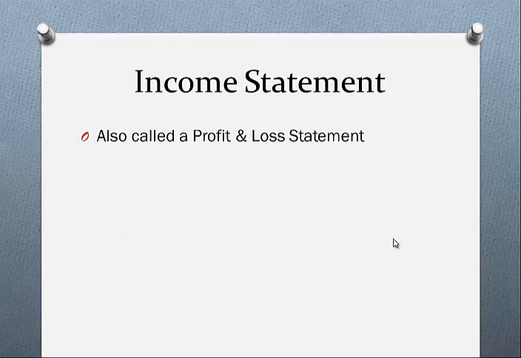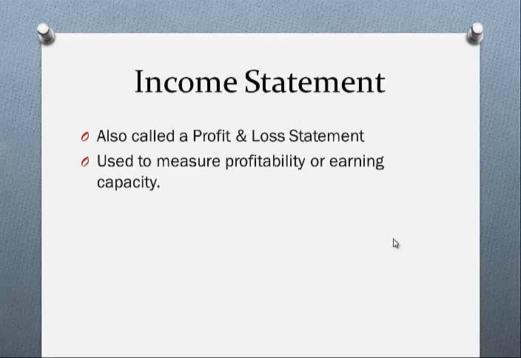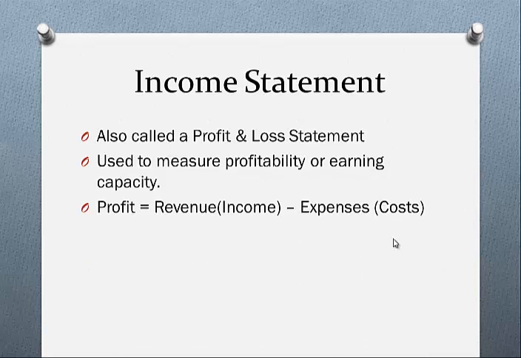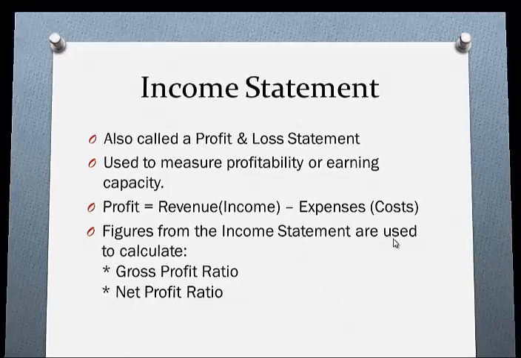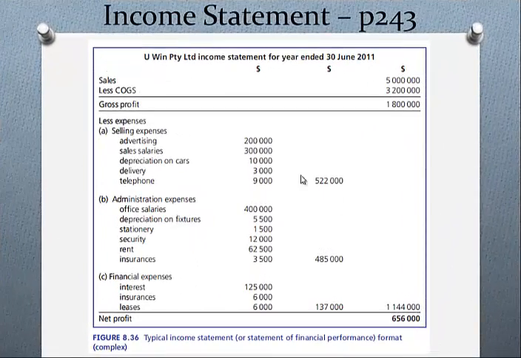Let's look at the income statement. It's also called a profit and loss statement or sometimes a revenue statement, so it all means the same. It's used to measure profitability and or earning capacity, the ability to earn money given the amount of assets or money that we have employed in the business. So as I said to you before, profit is simply by looking at the income, the revenue, and from that take away our expenses, also sometimes called our costs. We use the figures from the income statement to calculate the gross profit ratio and the net profit ratio. Let's look at an income statement in more detail.